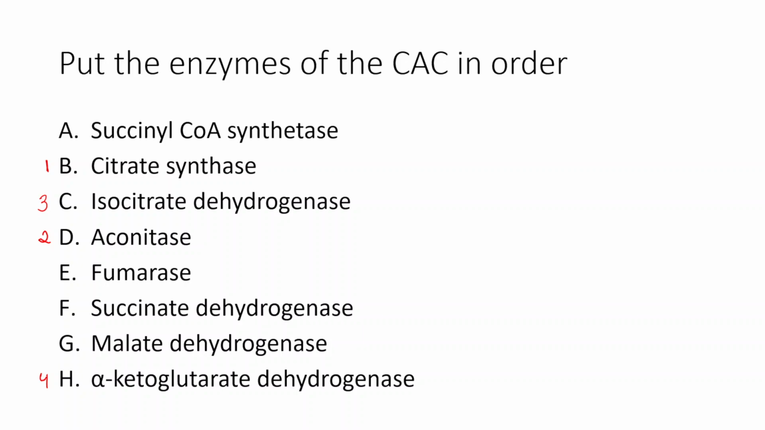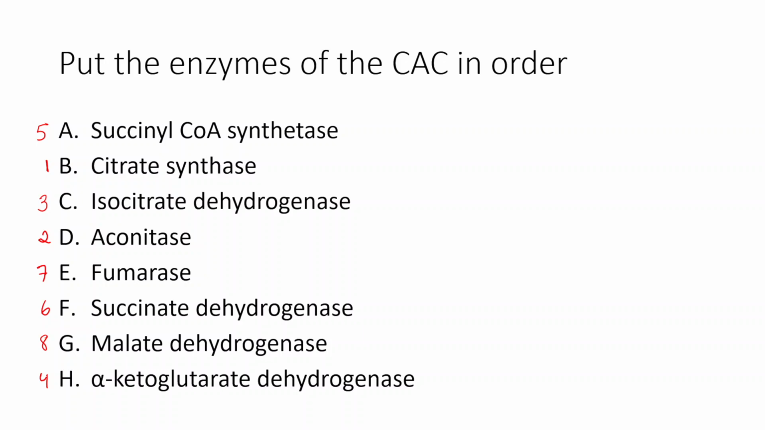What is the next one? Succinyl-CoA synthetase. And what do we have next? Succinate dehydrogenase. All right, we got 2 left. Fumarase. And what's our last one? Malate dehydrogenase. All right, so that was a lot of words that probably don't sound like they mean a lot.